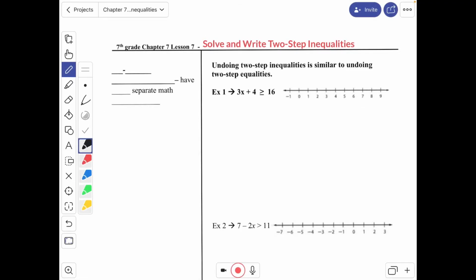Today we're discussing 7th grade, Chapter 7, Lesson 7, Solve and Write Two-Step Inequalities. Again, this is very similar to solving the equations that we practiced. And if you have a textbook at home, this is textbook page 568.